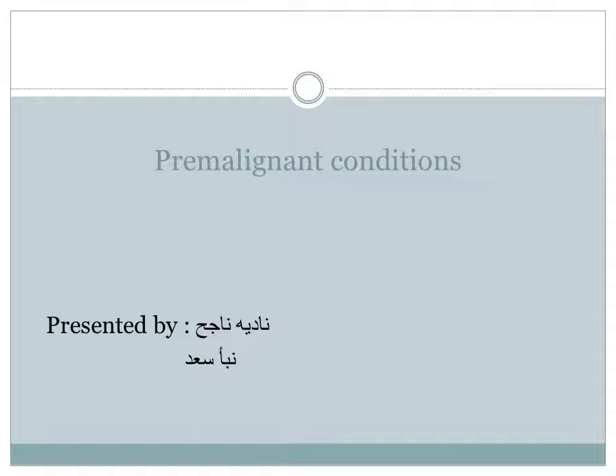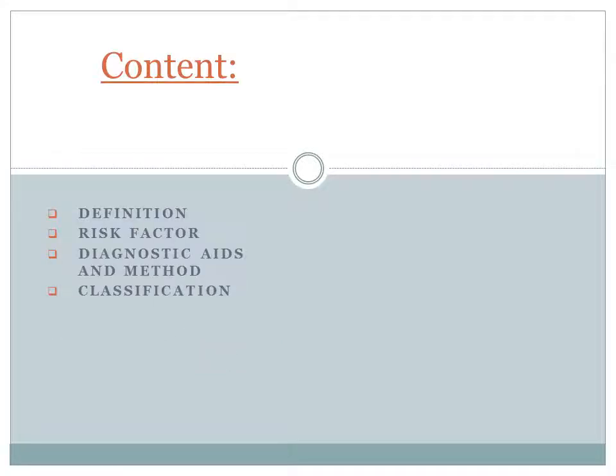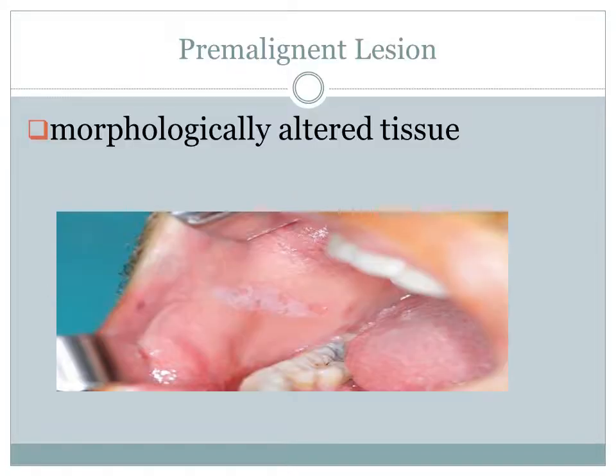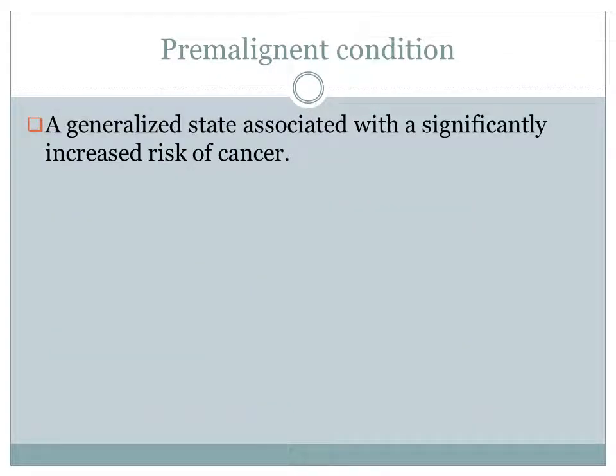Our topic today is about the premalignant condition. What is a premalignant lesion? It's morphologically altered tissue. As we see in this area, there is a slight alteration. A premalignant condition is a generalized state associated with a significantly increased risk of cancer.